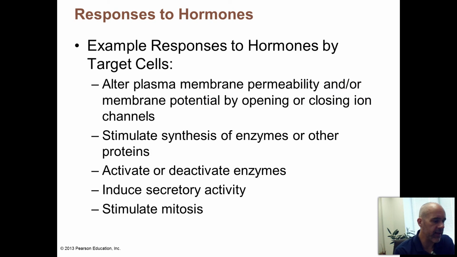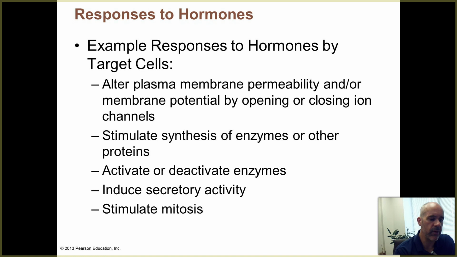Yeah, and here are some more on this next slide, some different example responses. Different hormones trigger different responses in different target cells. That's something important to keep in mind. And a lot of this will make more sense as we go through particular hormones and see specific examples about what they do. So one thing that hormones can do is alter plasma membrane permeability or membrane potential. Remember that from when you studied the muscular and the nervous systems in Biology 201.